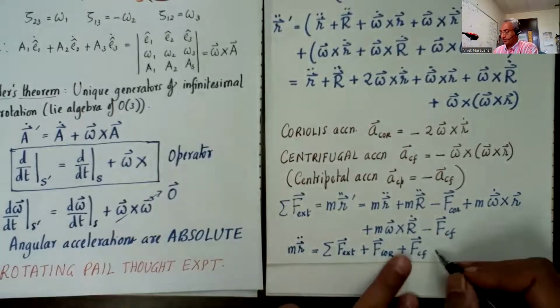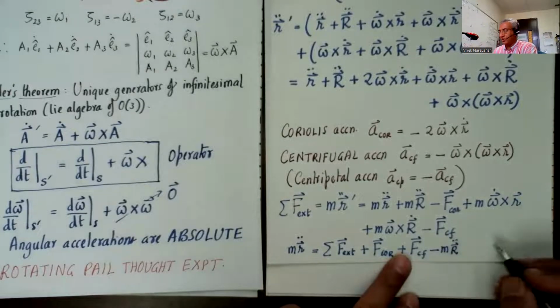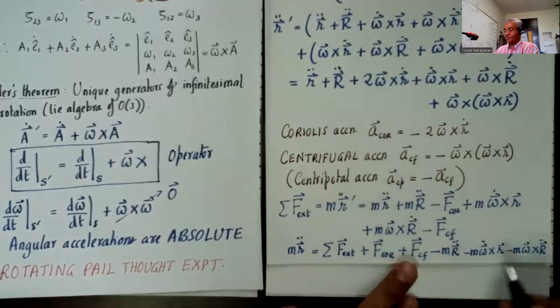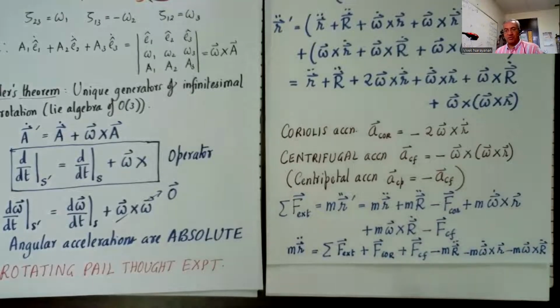And then you have a few other terms, which I'll also write: m r double dot minus m omega dot cross r minus m omega cross r dot. In most applications, these terms will drop out. So we'll just have these three terms. So this is our equations. We have done the first part of the problem, and that is found the equations.